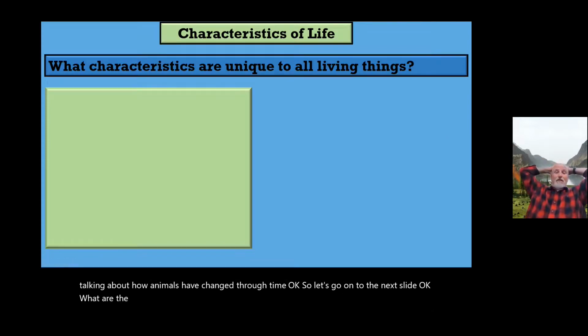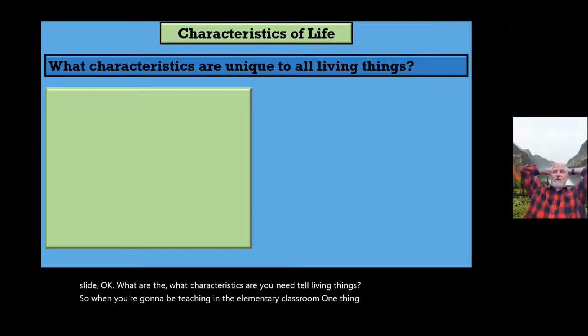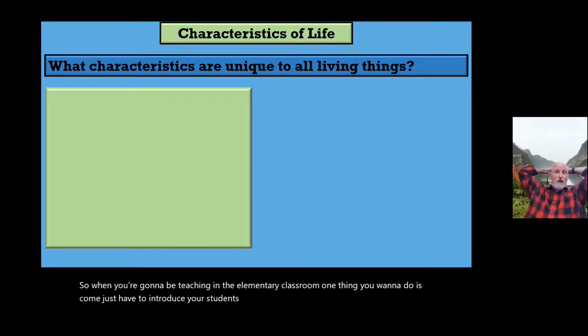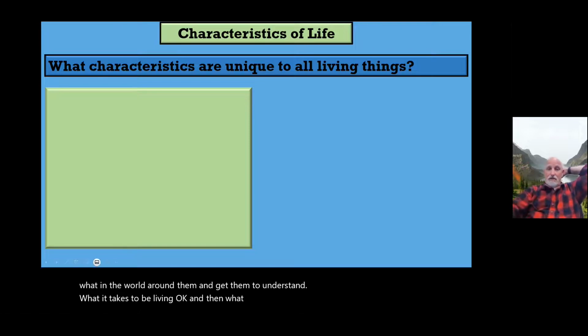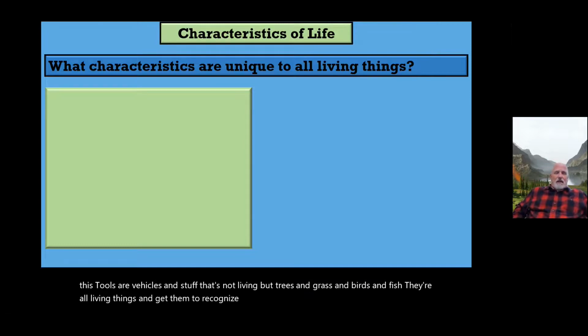What characteristics are unique to all living things? So when you're going to be teaching in the elementary classroom, one thing you want to do is introduce your students to what is living and what is not living, as far as what is in the world around them, and get them to understand what it takes to be living. And then what things are not living, like devices and things around us, tools, our vehicles and stuff. That's not living, but trees and grass and birds and fish, they're all living things. Because you get down to kindergarten, first grade, and so forth, you want to get them to recognize what it is out there that is life.